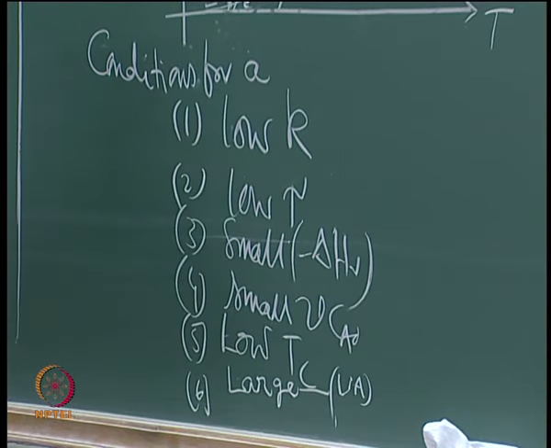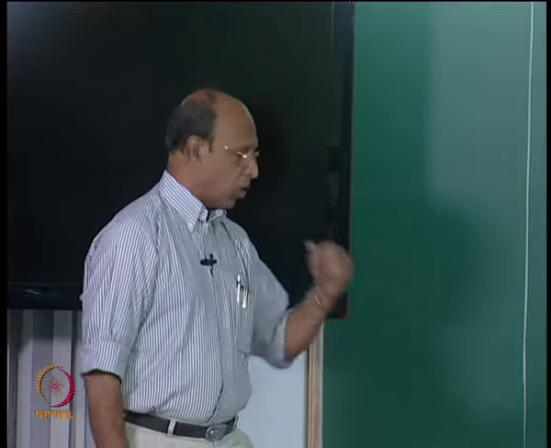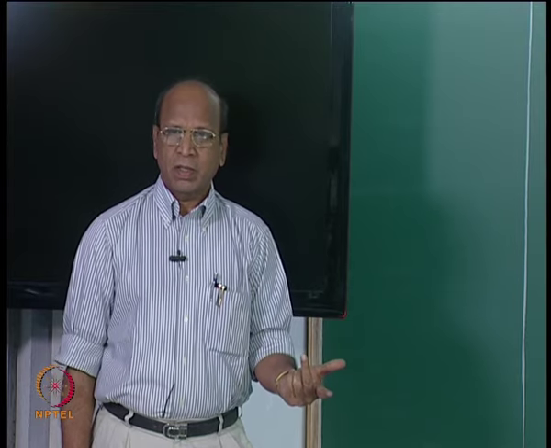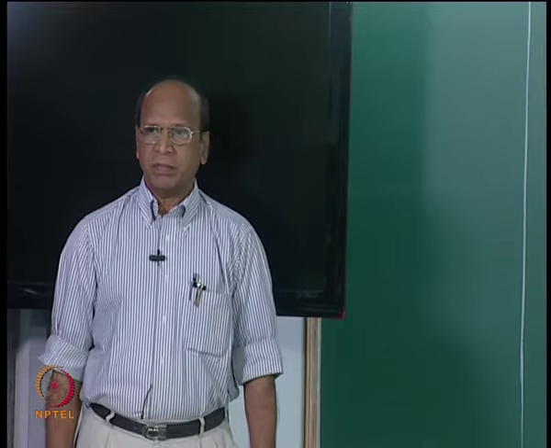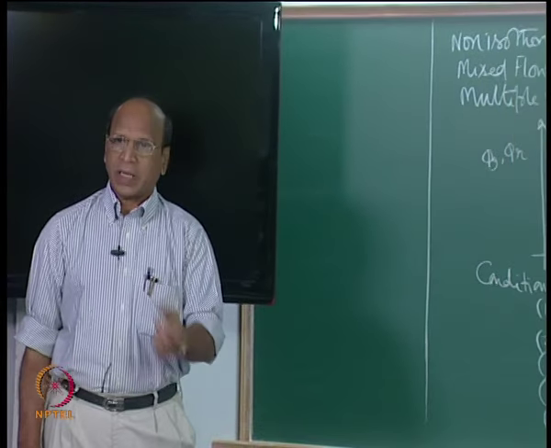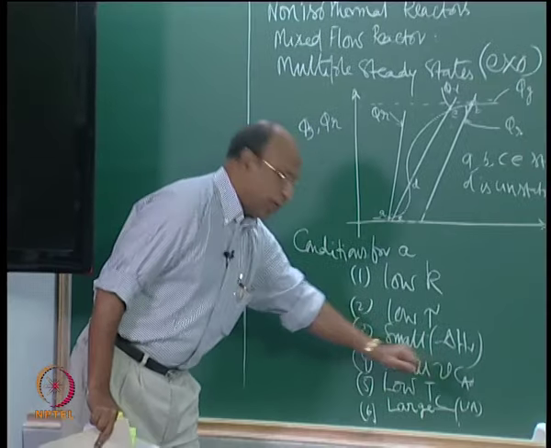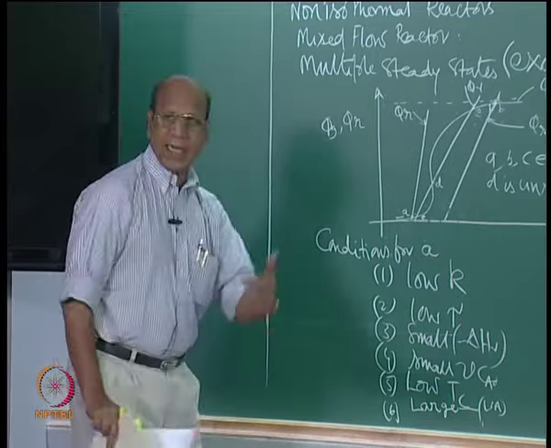No, all these are common sense now once you understand that. Why? Because low K will give me low conversion, low tau also will give me. Okay, why does low tau give you low conversion? Because sufficient time is not provided. Then small delta H R, because heat release itself is not much. So the temperature is very, very low, because heat release is not that much. So again low conversions, and small V into C A naught, that is F A naught. Okay, F A naught is small.